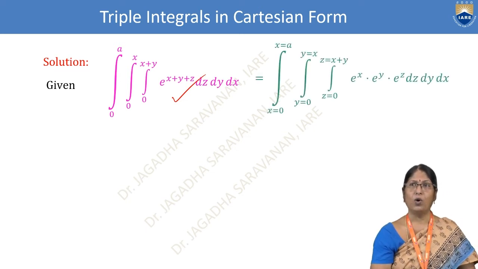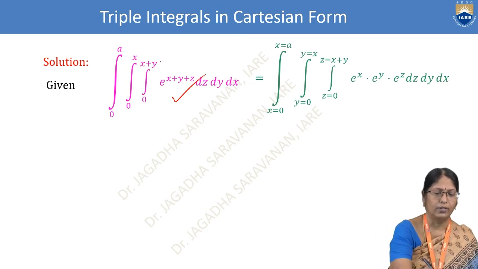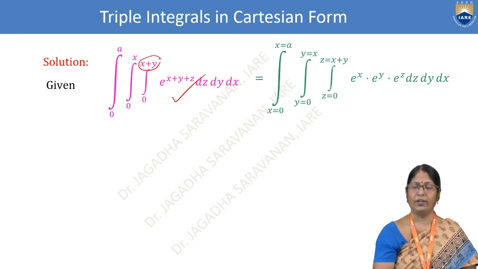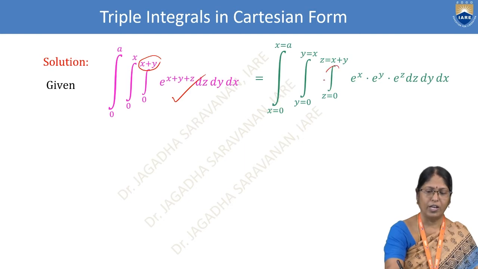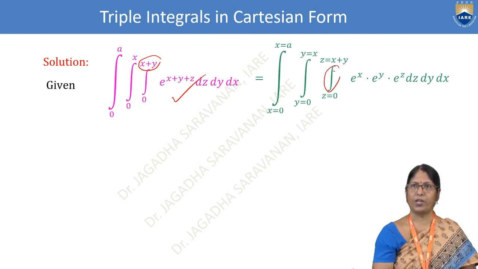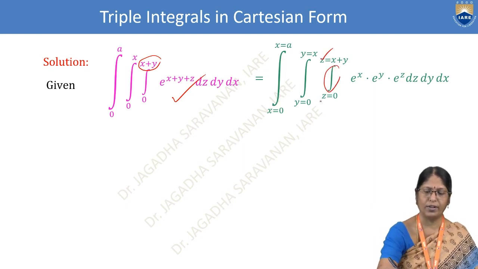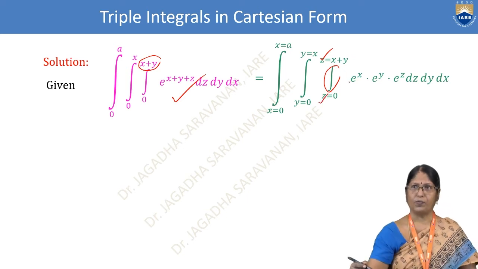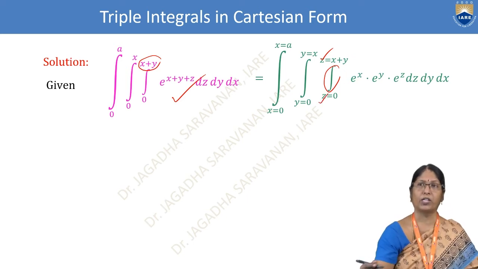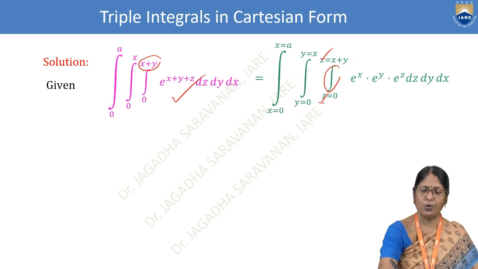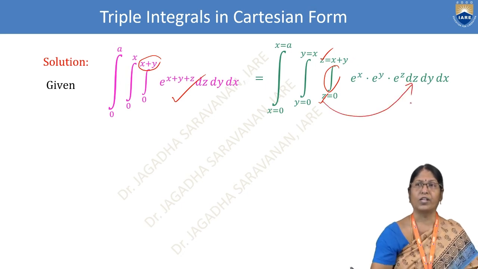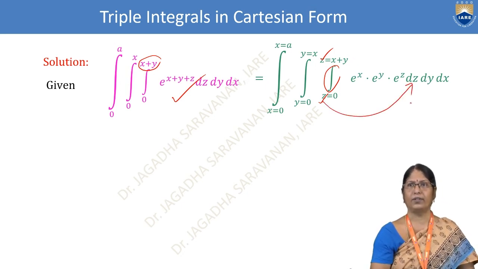Now we are going to focus on this. The innermost is a function of x plus y, so it is written z from 0 to x plus y. We have to do the integration with respect to z first.